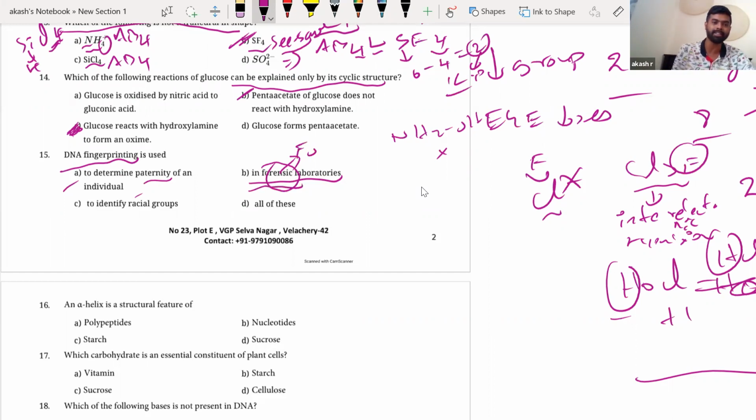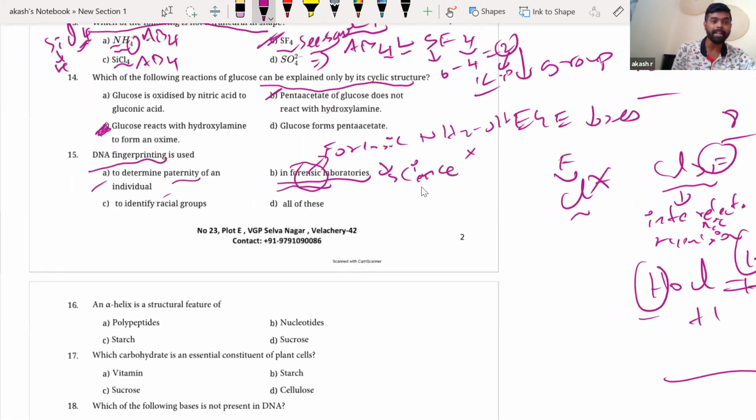There is something called forensic science, a separate branch of science. How do you analyze a crime scene, whether it is a murder or a rape or whatever it is? How do you analyze who the culprit is? What are the evidences you have? That is forensic science, and the laboratory which does this is a forensic laboratory.